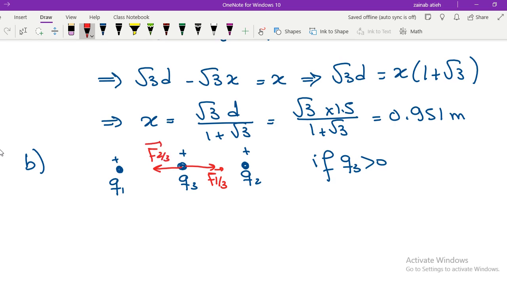Now since this position is an equilibrium position, for sure F1 on 3 and F2 on 3 are forces having equal magnitudes and opposite directions.